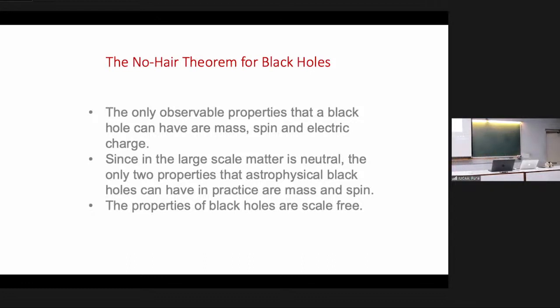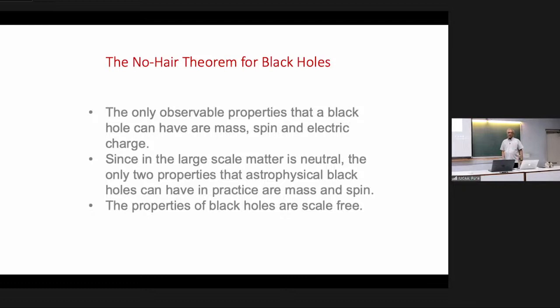Chandrasekhar started working on general relativity very late in life, and he liked black holes because of their very pristine nature, and because he could handle their mathematics. Then he wrote a book on the theory of black holes. The only observed properties a black hole can have are its mass, its spin, and any electric charge that it can have. So how do you know that it can?